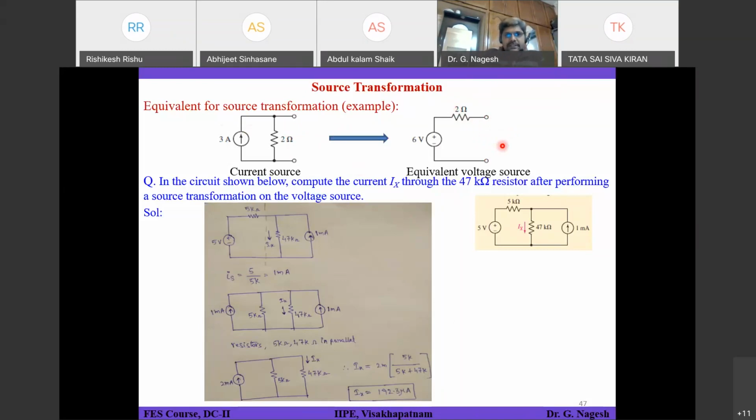Across the open circuit terminals of the current source, you connect some value of resistance, whatever you choose. You can connect 100 ohms, whatever it may be. Find out the current flowing through the 100 ohms. Connect the same 100 ohms on the other side, that means the equivalent voltage source, and find out the current flowing in the 100 ohms. Both will be the same.